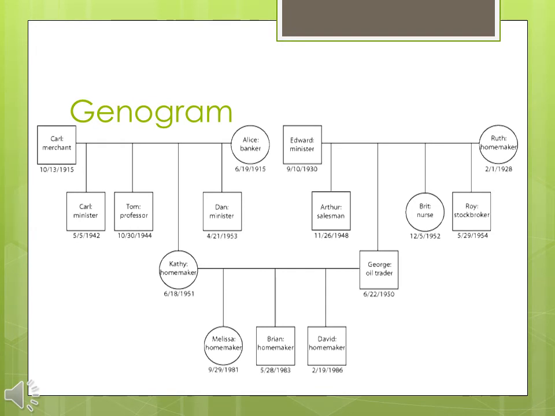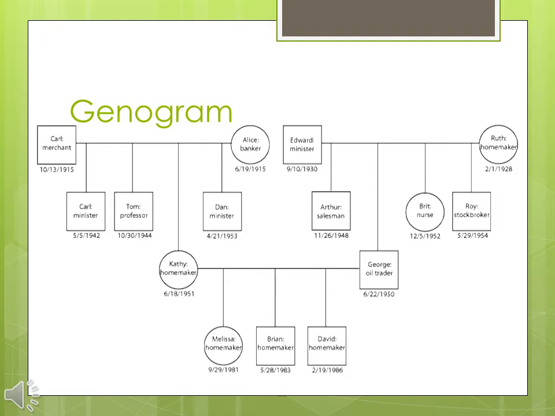What you see before you in this slide is a sample genogram. It's a genogram of 3 different generations. You have Carl, who's a merchant, who married Alice, a banker, and they had 3 sons and 1 daughter. Carl, a son who became a minister, Tom, who became a professor, and Dan, who also became a minister. The sister, Kathy, is a homemaker, and she married George, an oil trader, and they have 2 boys and a daughter.